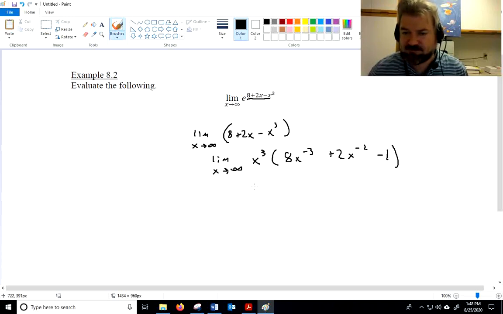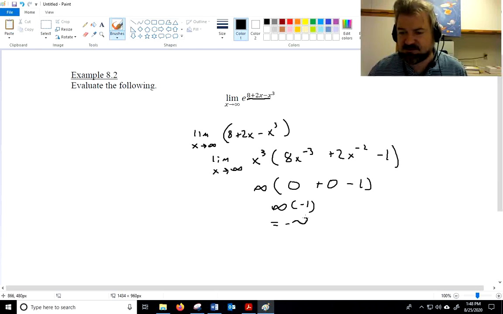When I plug in infinity now, I get infinity cubed, which is clearly infinity, times any x to any negative power. If x is going to infinity, that is going to be 0. So it's 0 plus 0 minus 1, which is infinity times a negative 1. So this is negative infinity. So what we've shown is that this exponent is going to negative infinity. But what is e to the power of a number going to negative infinity? Well, we know that. We just saw it. It's 0.